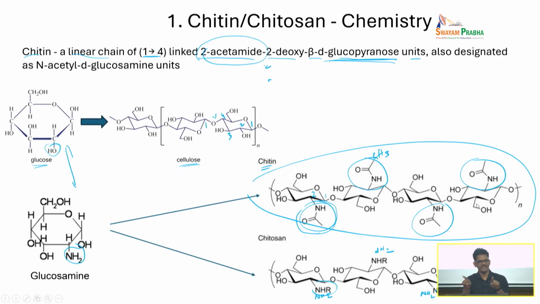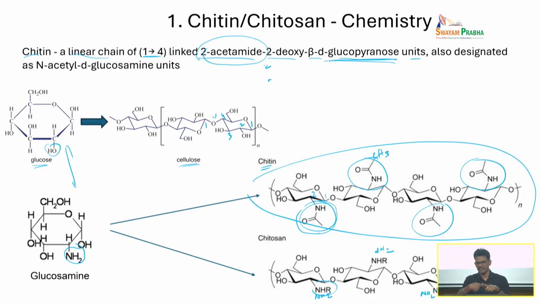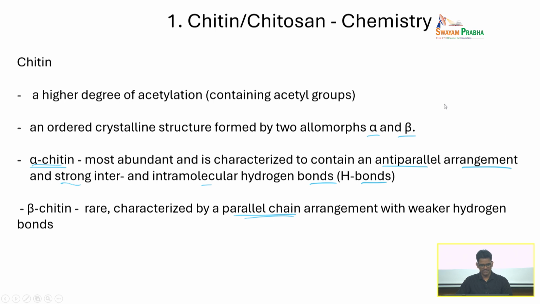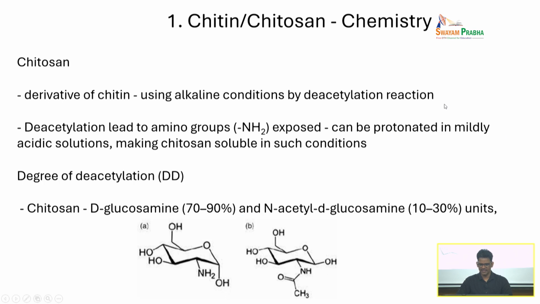When you're talking about one chain, what I showed here is that one chain. Now the chains can also pack, and when they pack, they can pack parallelly or antiparallelly. If it's antiparallel, that's alpha chitin. If it is parallelly arranged, it's beta chitin, and alpha chitin, which is the antiparallel, is most dominant. The reason for this binding is hydrogen bonds, because of the OH and acetylated amine and everything. So those are some of the important aspects of the chemistry of chitin and chitosan.